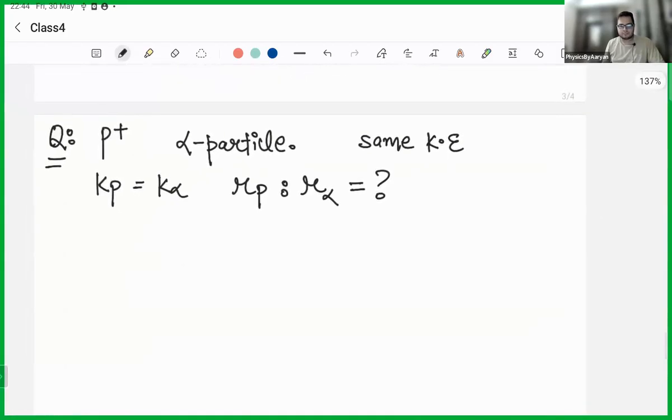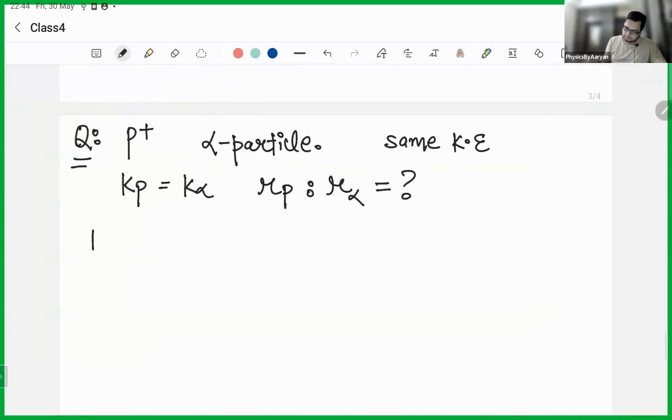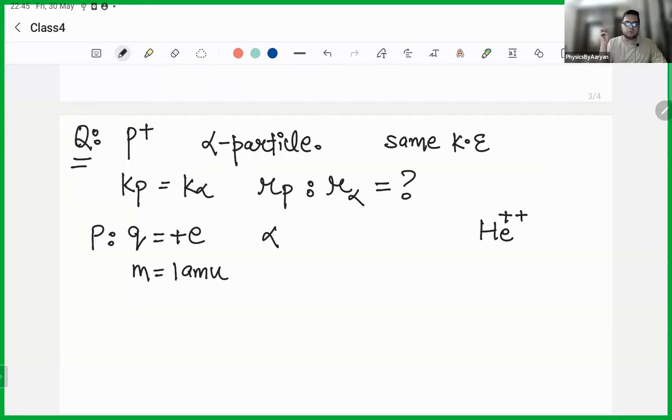Let's do it. So proton is just one proton. The charge of proton is plus e. Mass of proton is mass of proton. Simple. What about the alpha particle? Alpha particle is helium 2 positive. If you remove 2 electrons from helium, you are only left with the helium nucleus. That is called an alpha particle.